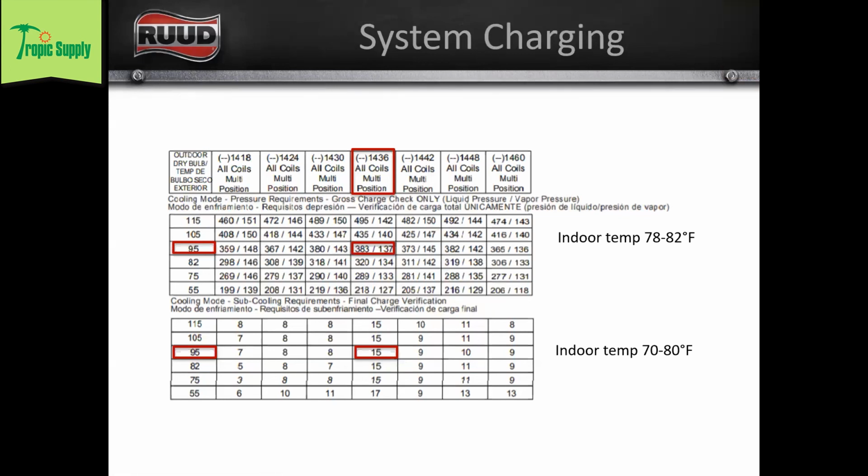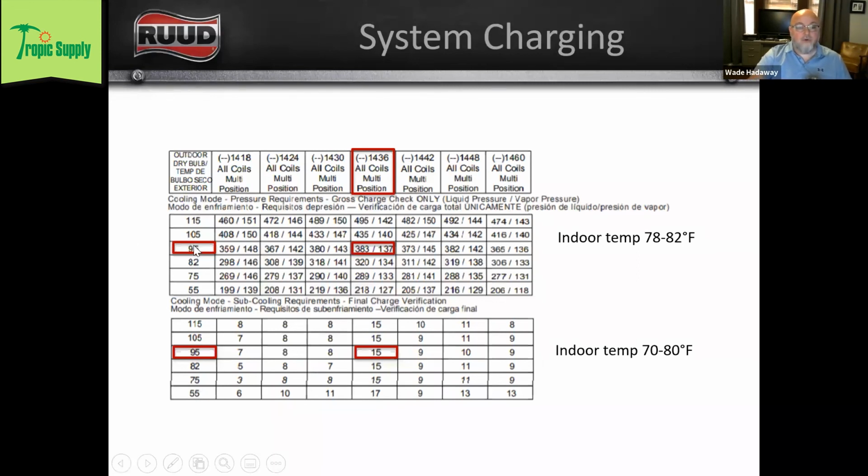In that temperature on the left of the chart, that's the outdoor ambient or indoor? Outdoor ambient temperature. Yep. So at a 95-degree outdoor temp for our RA 1436, our gross charge is 383 and 137, but our final charge at the same outdoor temp, we want to charge to 15 degrees subcool. Any other questions about that? That's the last slide I have on charging.